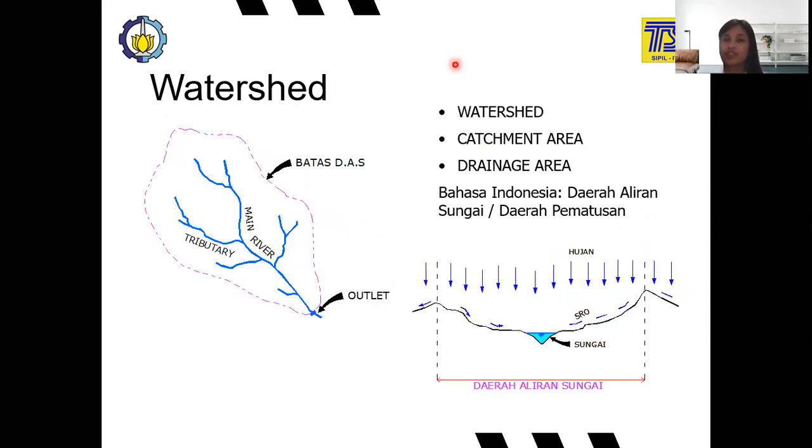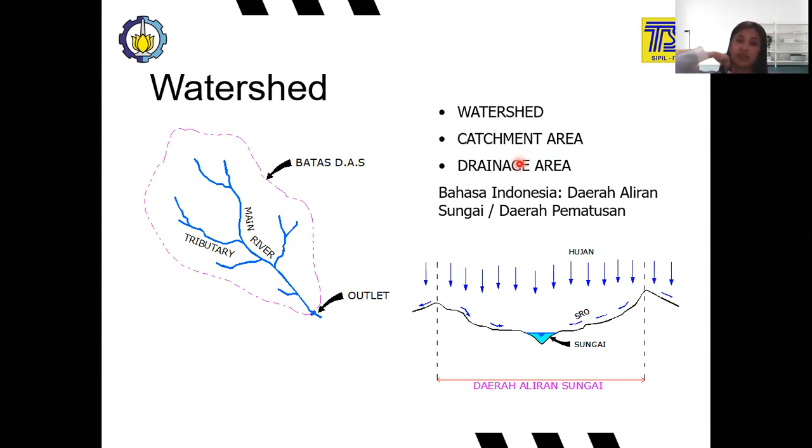And regarding watershed, in Indonesia we usually call it DAS. DAS is daerah aliran sungai, or daerah pematusan, in Indonesia. But usually it is called watershed or catchment area or drainage area.